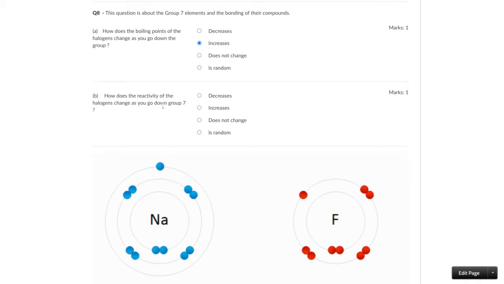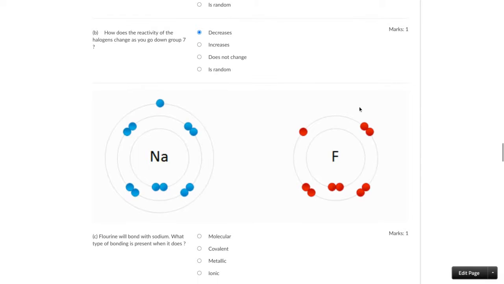And coupled with that, as we go down group 7, the reactivity decreases. This is different but opposite to group 1 metals. Remember group 1 metals in the previous question, they increased down the group. For group 7 elements, the reactivity decreases. Fluorine, very, very reactive. Chlorine, lesser. By the time you got down to iodine and astatine, they don't really do a great deal unless you ask them nicely. So reactivity will decrease.